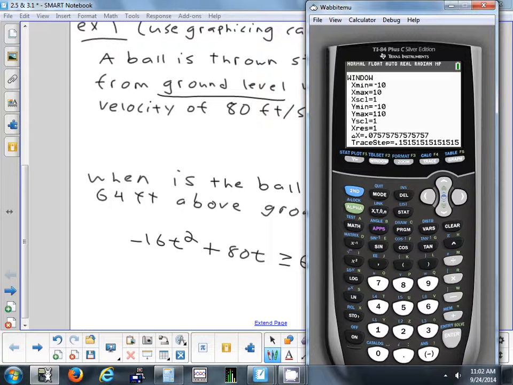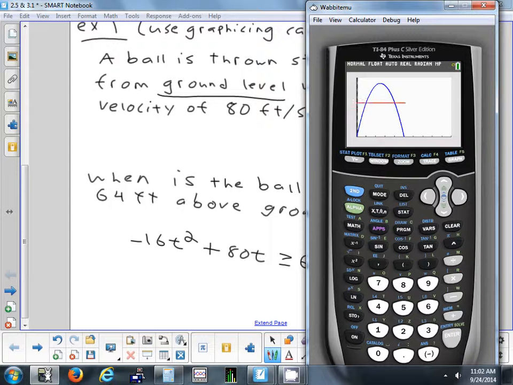What would be a good minimum height? 0. Yeah, 0. This object isn't going to go below ground. And now x, that's my time. What would be a good minimum time? Oh, Kobe? 0. Yeah, 0. We're not going to have negative time. That wouldn't make sense. And maximum time, that's basically how long the object is in the air for. Let's just leave it at 10 and see what happens.